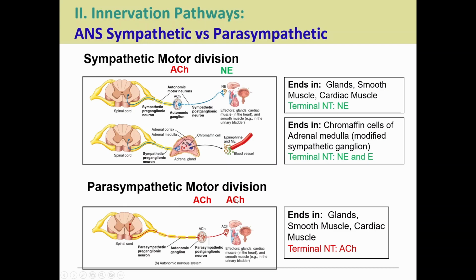And then the parasympathetic side here, again, just a 2-neuron series. We have our preganglionic neuron coming down, joining up at the autonomic ganglion, releasing acetylcholine, and then the parasympathetic postganglionic neuron is going to reach out to the effector and release acetylcholine.